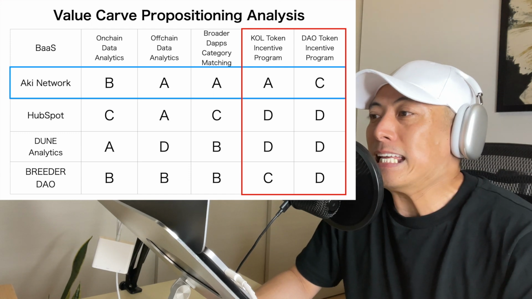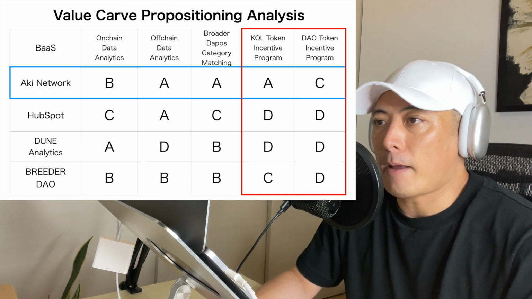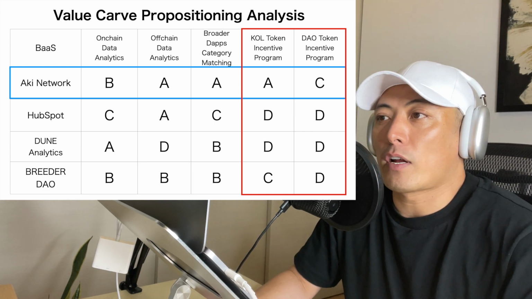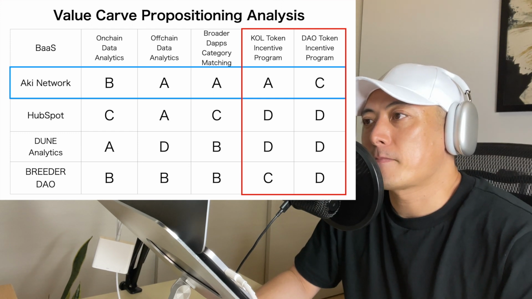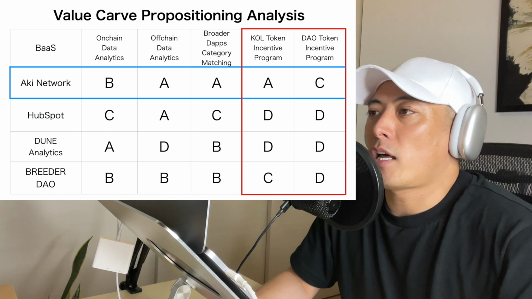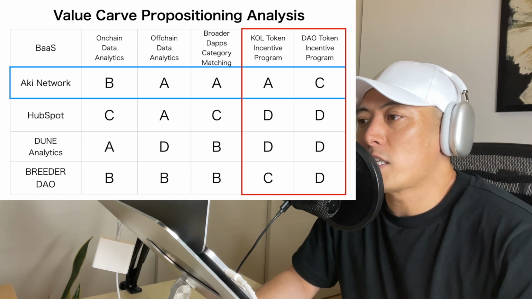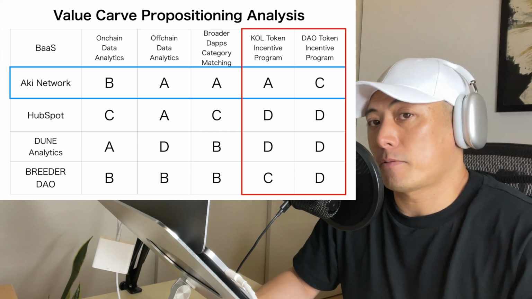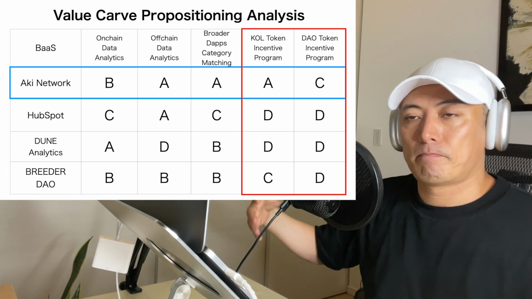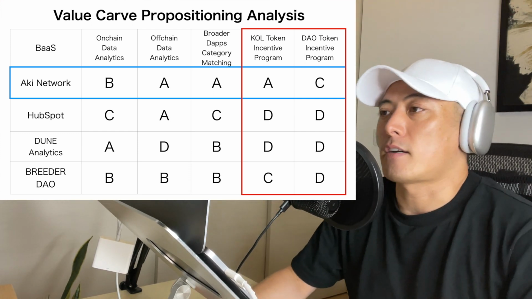Then here is the value proposition analysis. Mainly I'm going to compare with HubSpot. One of the critical differences is on-chain data analytics, but AKI Network is still at a very early stage. As for DApps matching category, Breathe, as a SaaS product, is much more focused on game guilds, while AKI Network is more focused on broader use categories. That is why AKI Network can approach much broader markets, right?